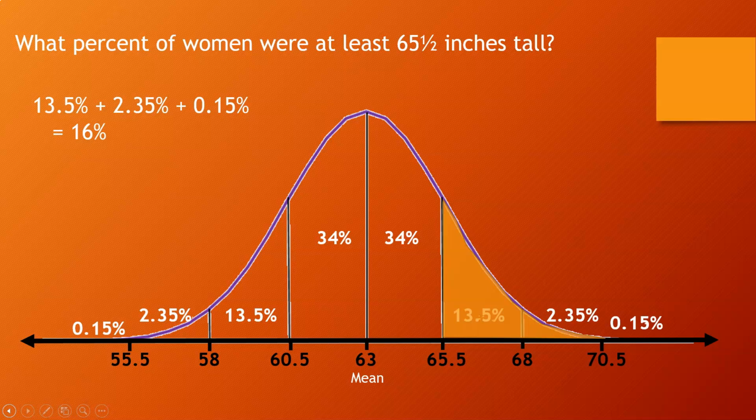The other way we could approach this is to recognize that this area that we now have outlined in blue is half of the area under the curve. So that's 50% of the heights. Of that part that's in blue, we don't want to count the 34%. So if we take 50% minus the 34% that we don't want to count, we end up with the same 16%.